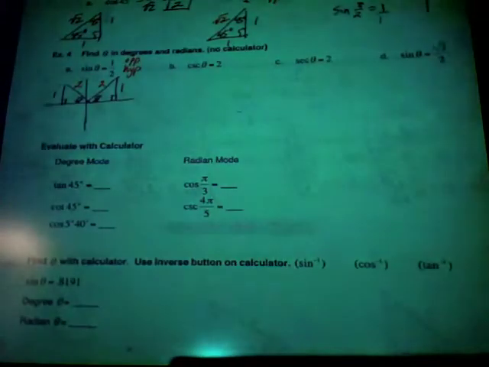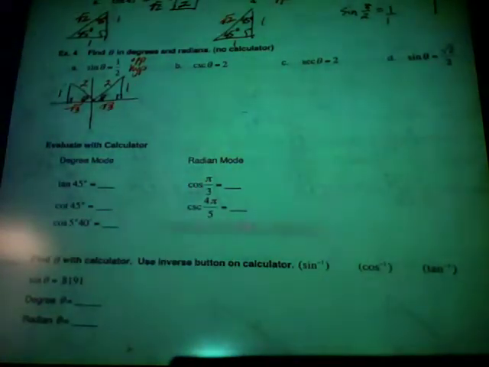Does this look like one of your favorite special right triangles? Which one might that be? Right, 30, 60, 90. So what would be here? Radical 3, and this would be negative radical 3, wouldn't it?